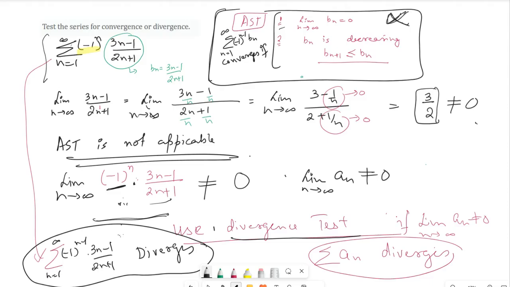So AST did not apply here, but AST did give us a clue that if just the positive part of the series is not converging to 0, then the actual whole term will also not approach 0. If that is not approaching 0, then the divergence test can be applicable to tell that the series is divergent.